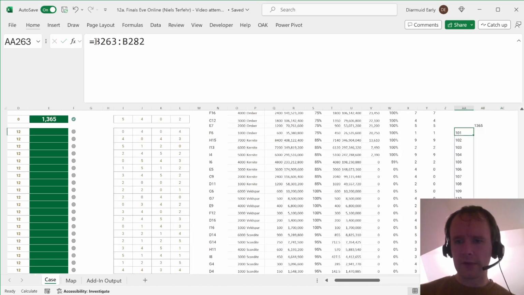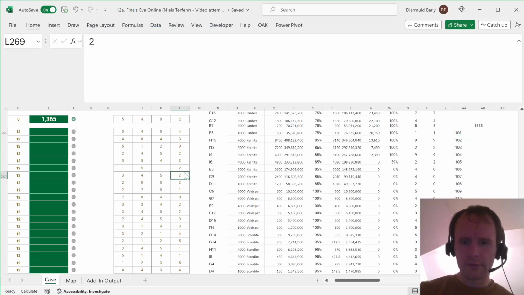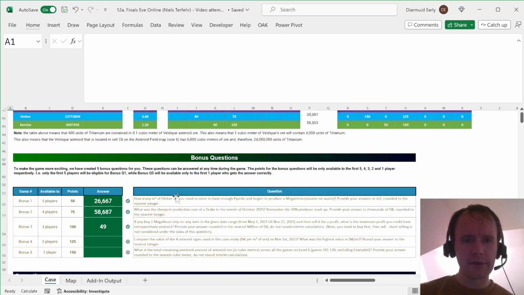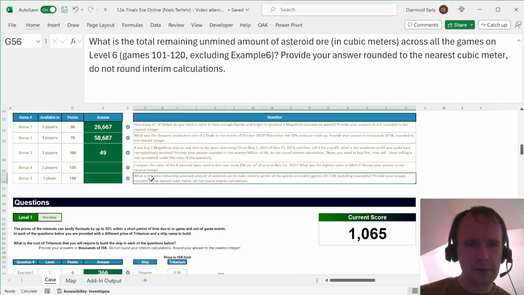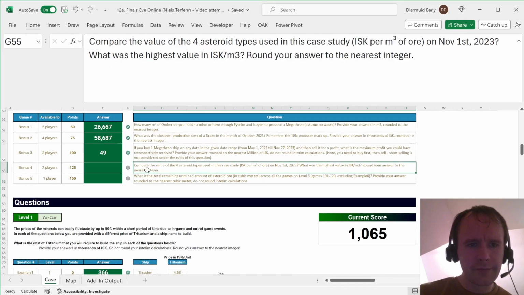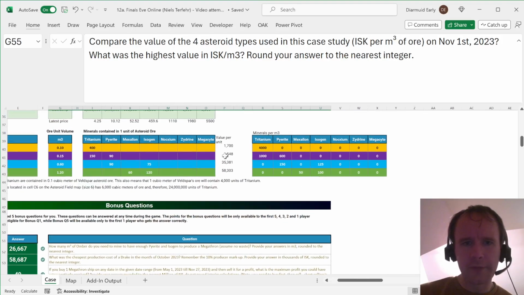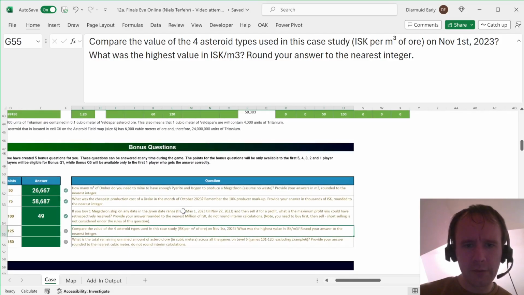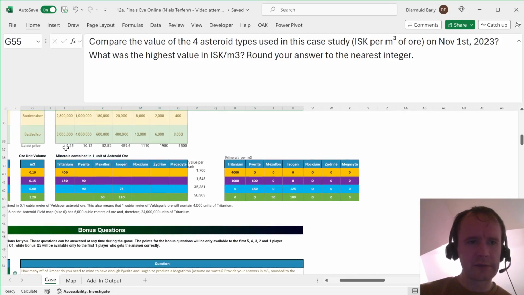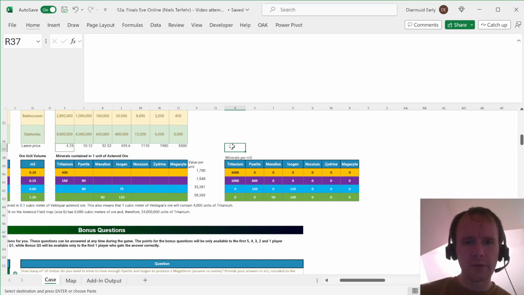And now level 6 also relates to a bonus question, so let's just tackle that while we're at it as well. No, I should have done this one earlier. Compare the value of the 4 asteroid types in ISK per meter cubed of ore at November 1 market prices. So that's basically the same as what we've already done.